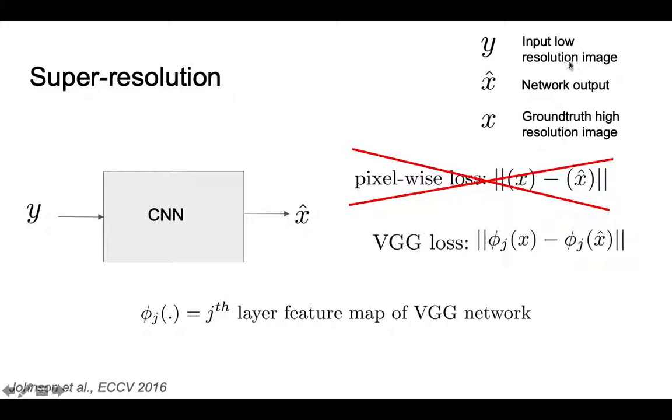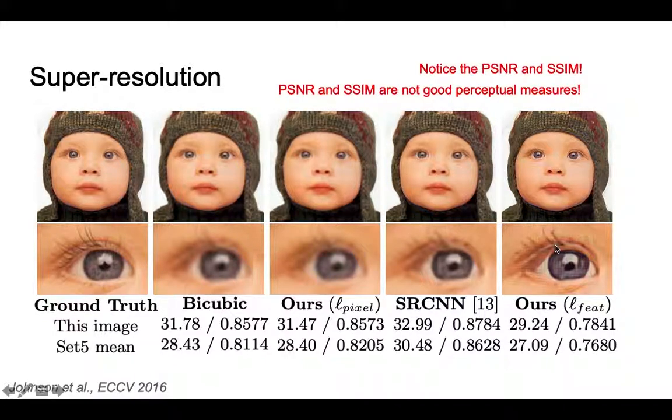So Y is the low resolution image, X hat is the network output, and X is the ground truth high resolution image. And then you minimize the VGG loss between them. So these are the results. If you had minimized for L1 or L2 loss, just using a CNN, that's what you get in SRCNN. And ours is the paper in which they propose to use just the perceptual loss, the VGG features.